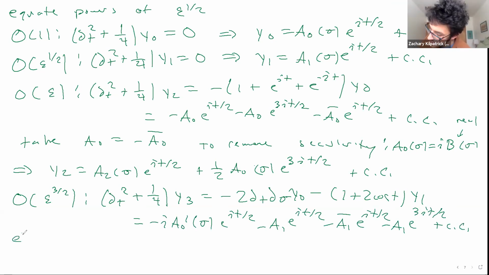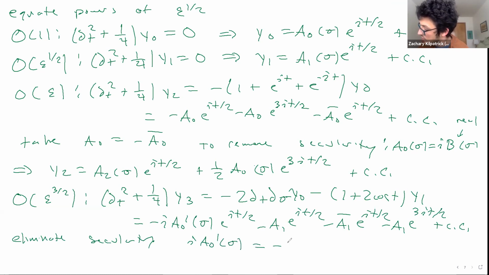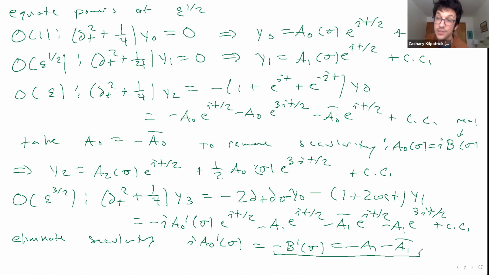Now, if we eliminate secularity, i a0 prime of sigma, well, I know that that's going to be equal to minus b prime of sigma, needs to equal minus a1 minus a1 bar. Okay. So now I have a differential equation, although I don't know yet what a1 is, right? Those are yet to be determined. Okay. So I need to go to next order.